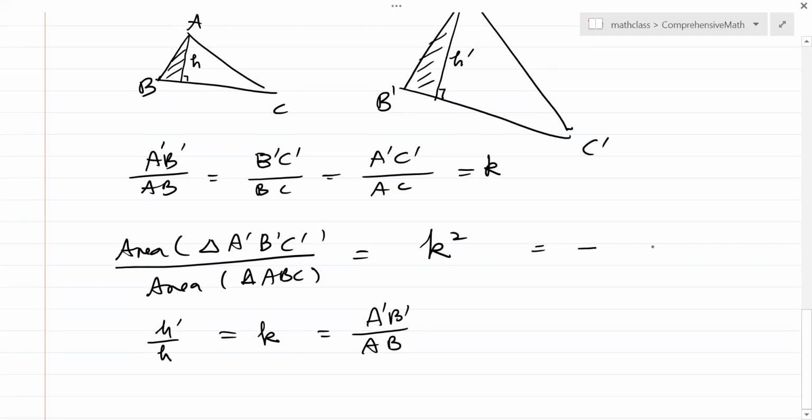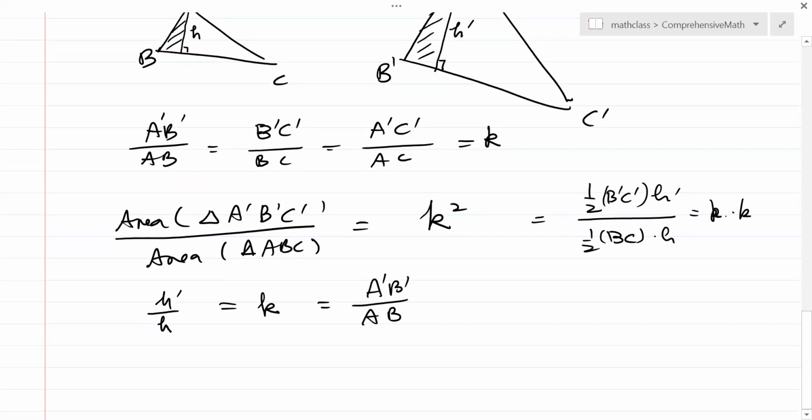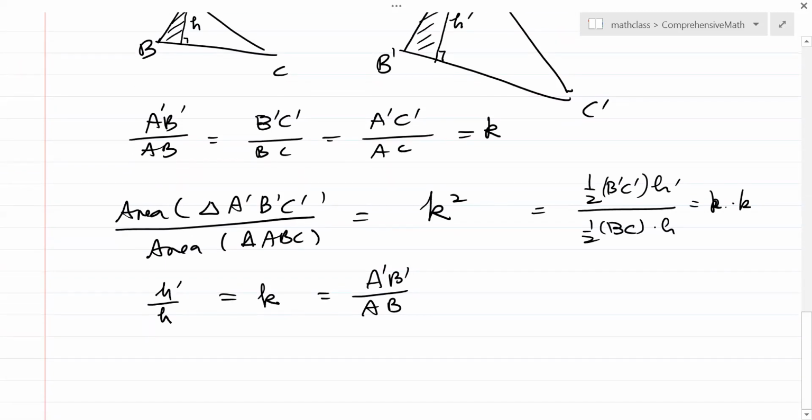Then you see that the area is going to be half of B prime C prime times H prime, and this is half of BC times H. Each of them gives you K times K. That's why you get K squared, okay? So this is important. Sometimes the height is not given, but as long as they're similar, you can get this ratio. The ratio of the area is going to be K squared.